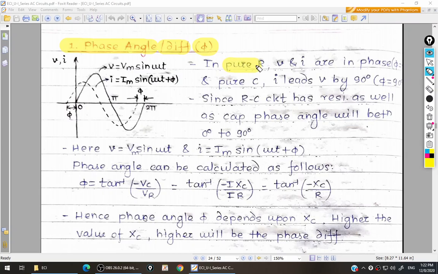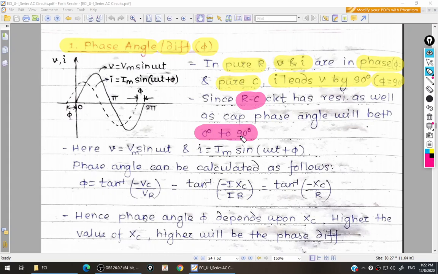So we already know that in pure resistance, voltage and current are in phase, meaning their phase difference is 0. Whereas for pure capacitance, current is leading with respect to voltage by 90 degrees. So your phase angle is 90 degrees. But in this case, our circuit is neither purely resistive nor purely capacitive. So our circuit is a combination of R and C. So our circuit contains some resistance as well as some capacitance. So your phase angle will be in between 0 and 90 degrees.